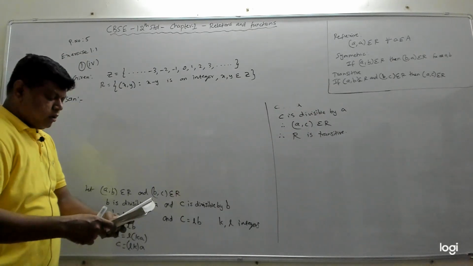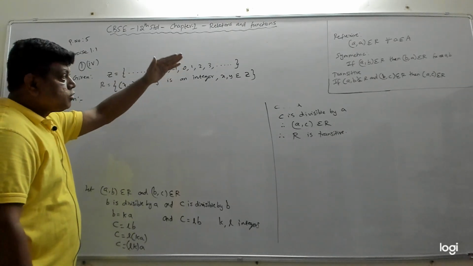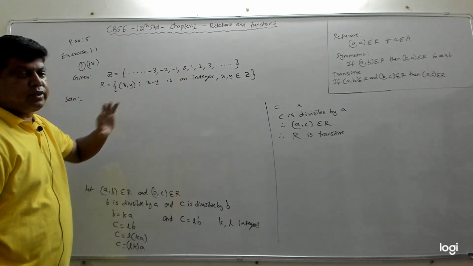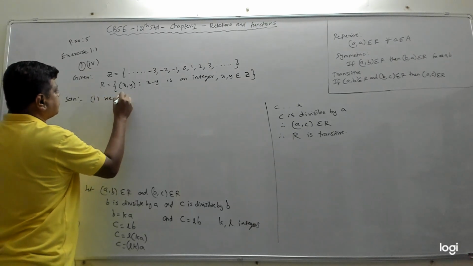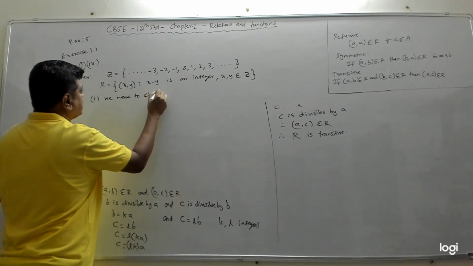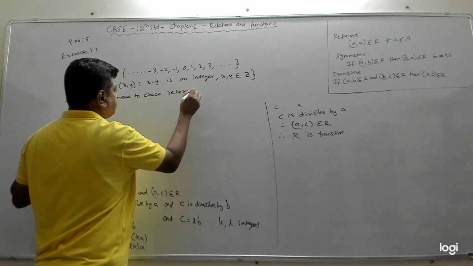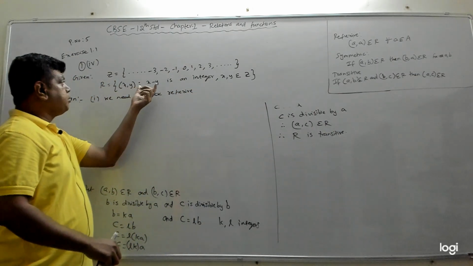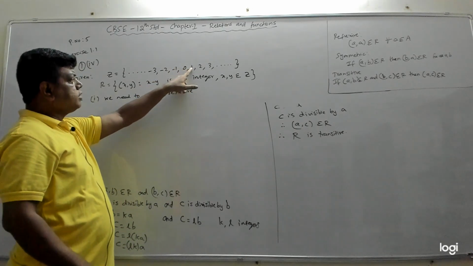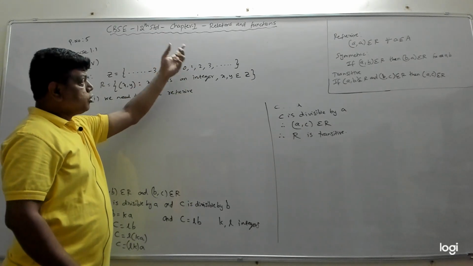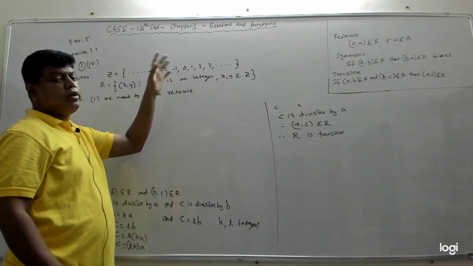Now we need to check reflexive, symmetric and transitive. We should always do it in that order: first reflexive, then symmetric, then transitive. First, we need to check reflexive. It is clearly reflexive, because if you take 0, 0 is related to 0, because 0 minus 0 is an integer. 1 is related to 1, 2 is related to 2, which means 2 comma 2 will be there, because 2 minus 2 is 0, and 0 is an integer.